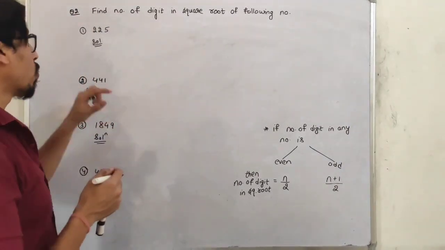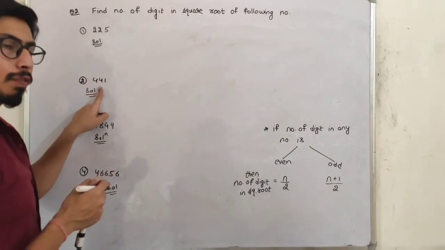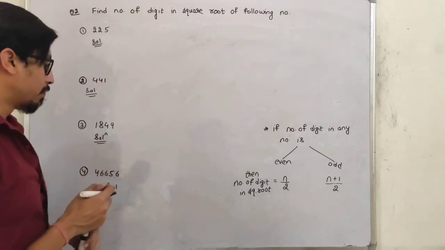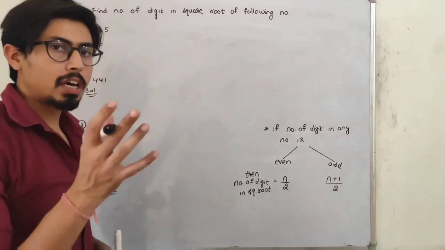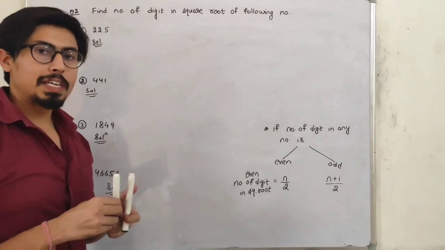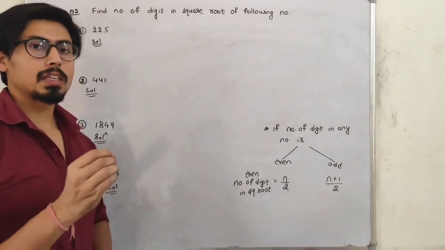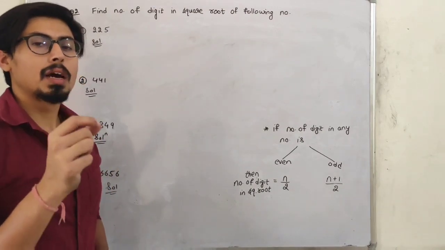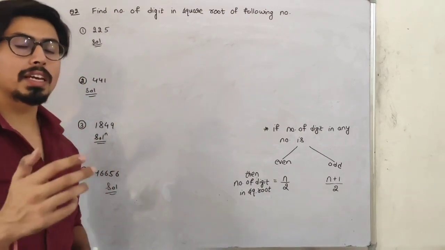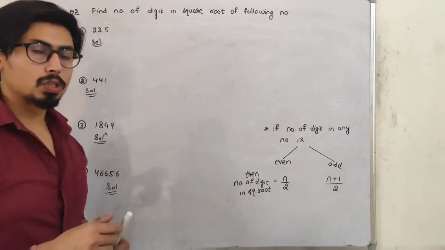See, students, we have 4 numbers, that is 225, 441, 1849 and 46656. We just have to find the number of digits in their perfect square, or we can say, the square roots.